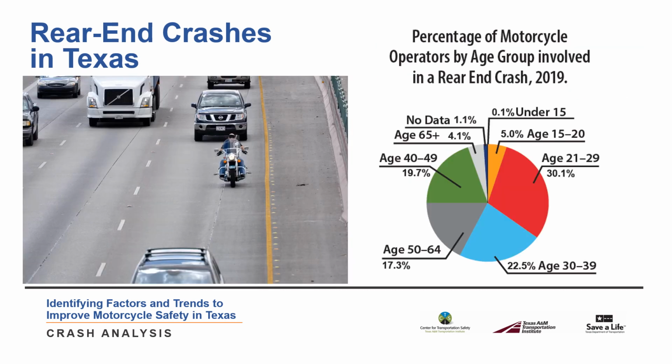So similar to the overall motorcycle crash findings we presented, we then looked at demographics for rear-end crashes to understand who's involved in these crashes. With respect to age, the largest age group involved in rear-end crashes were in the 21 to 29 year age group at 30%, followed by those in the 30 to 39 age group range, accounting for about 23%. This is larger than the distribution of these ages in crashes overall, indicating an overrepresentation for these age groups.